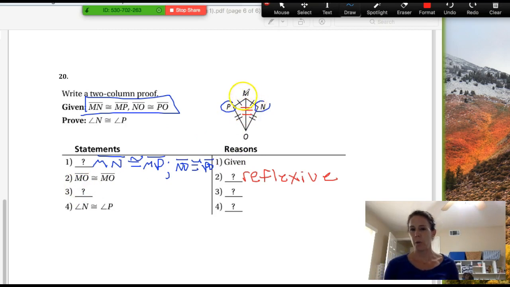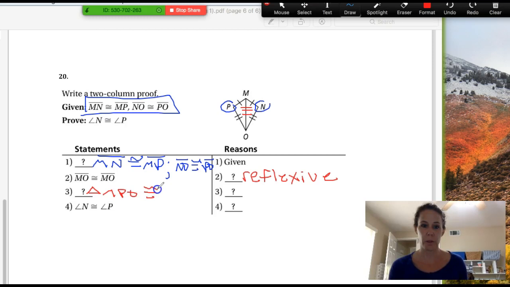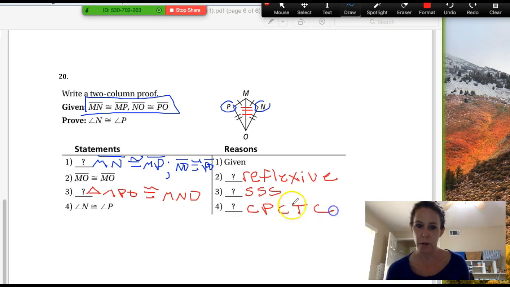All right, and then next, what would I say next? Well, now I know that all the sides are congruent, so I'm going to go ahead and say the triangles are congruent. I'm going to say triangle MPO is congruent to MNO. And that's true by side, side, side, which is what we just figured out. Now, because these triangles are congruent, I can say these parts are congruent. So angle N is congruent to angle P because congruent parts of congruent triangles are congruent.